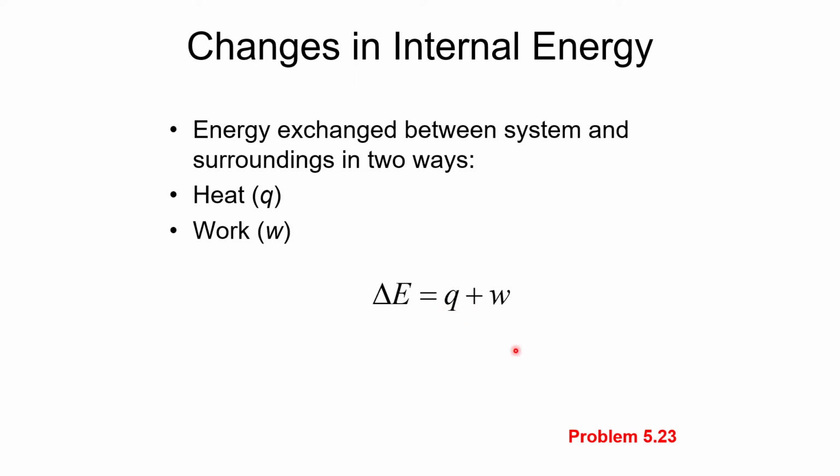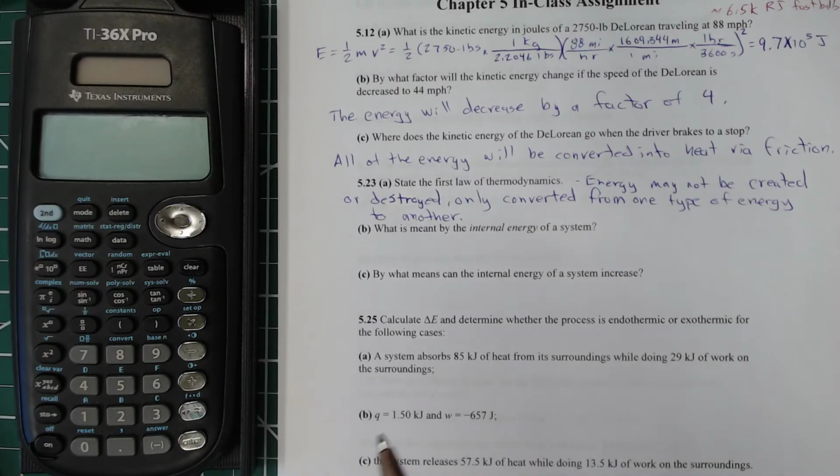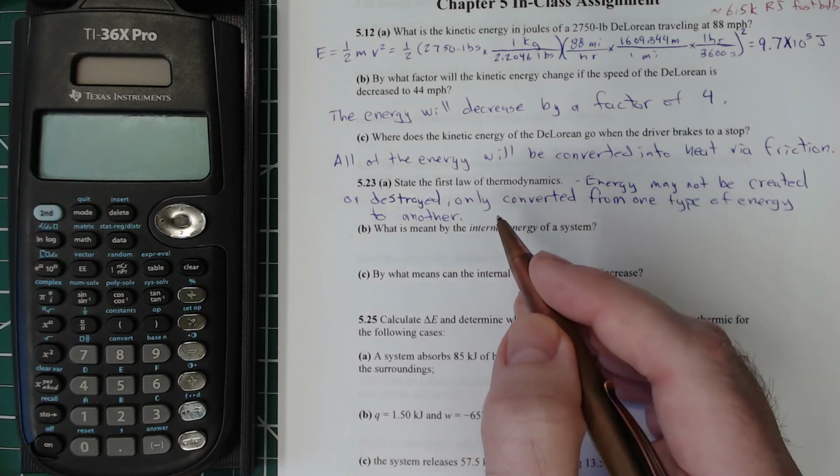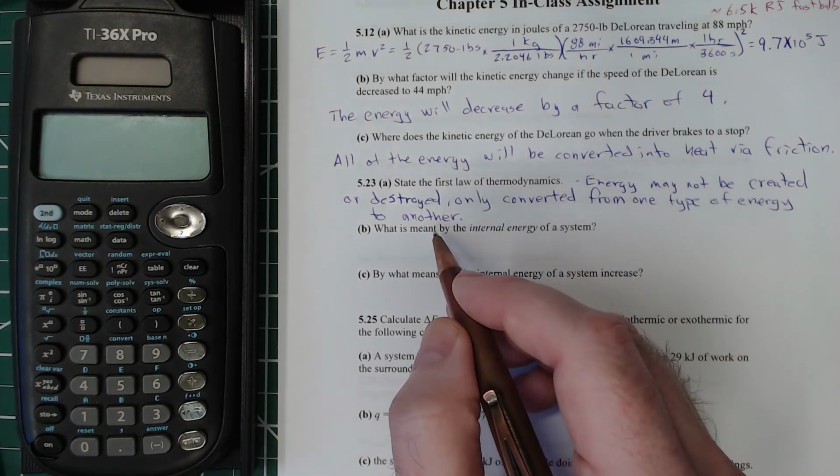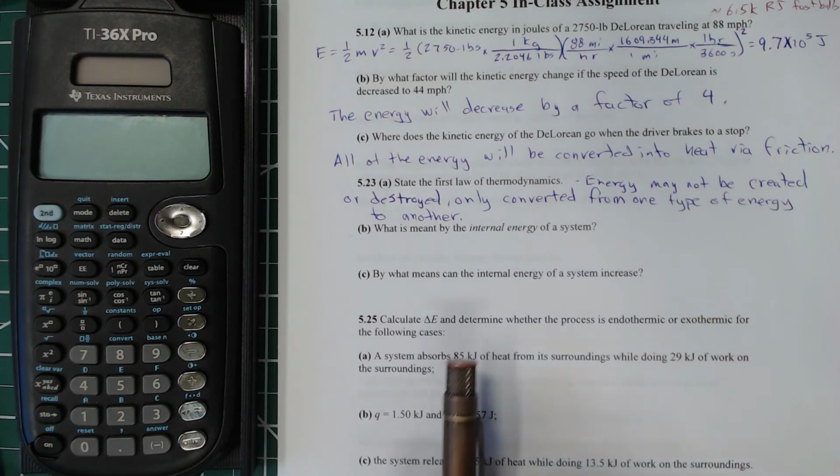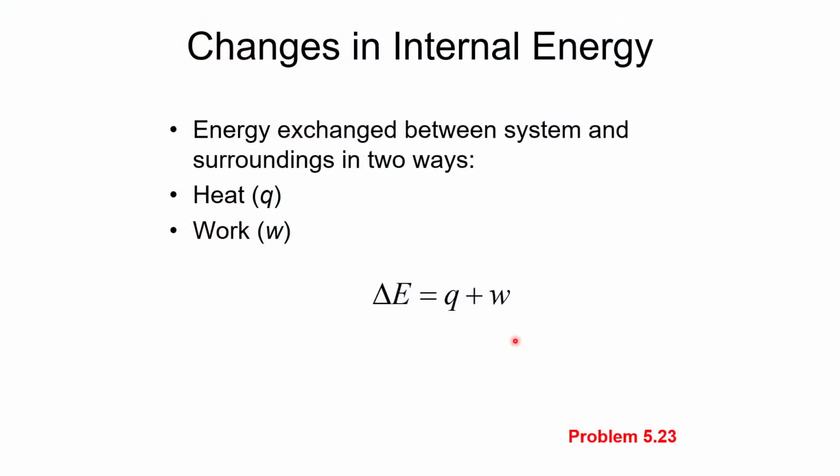All right, we want to look at number 23 on the in-class assignment. We had already done part A of number 23. So let me switch over here. So what is meant by the internal energy of the system? So I'm going to set that down for a second. We're going to go back.